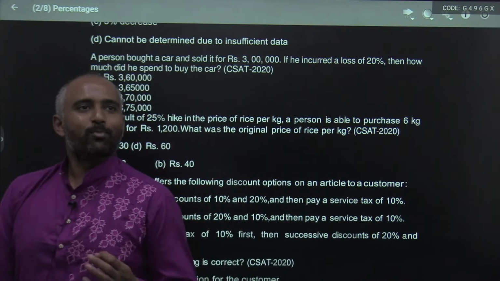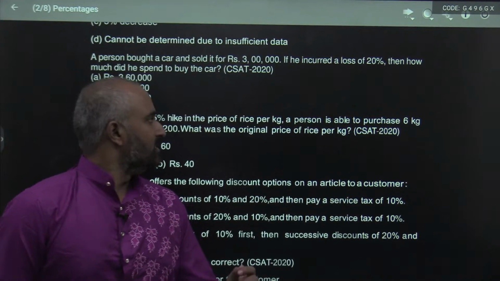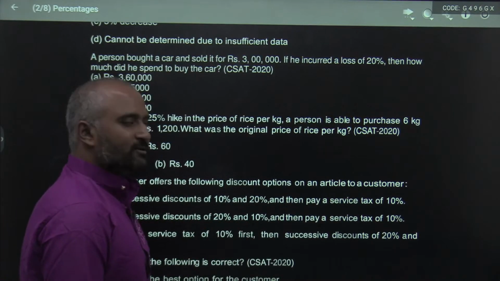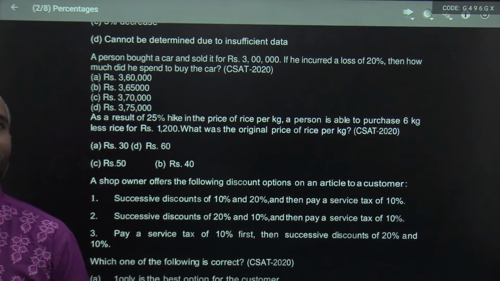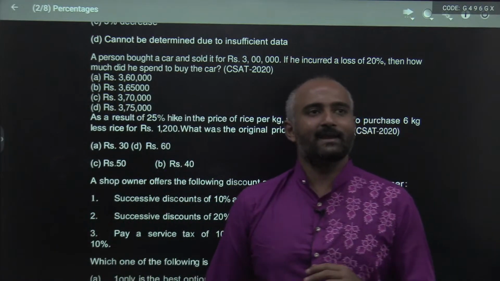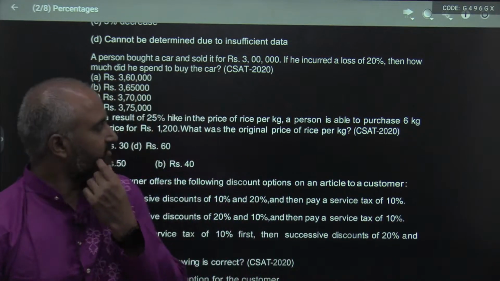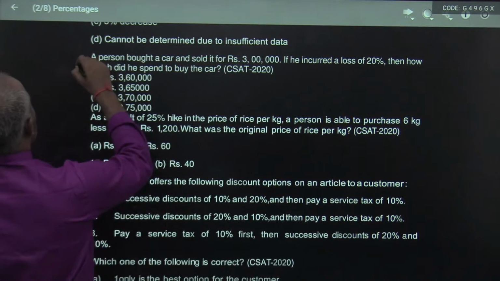See how many oral problems we have discussed till now. At least 15 to 16 we have discussed. Out of that, at least 8 to 9 are oral problems. If you understand the concept clearly, you can directly mark the answer without putting your pen on paper. So next, let's go for this.